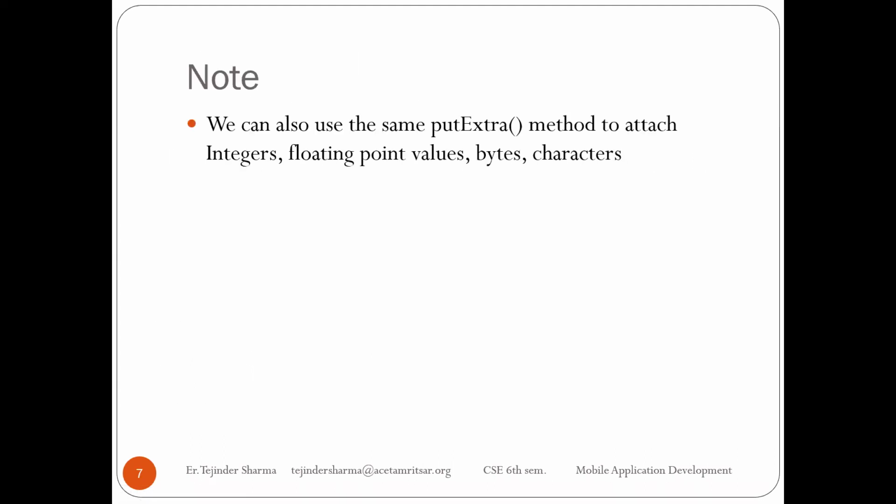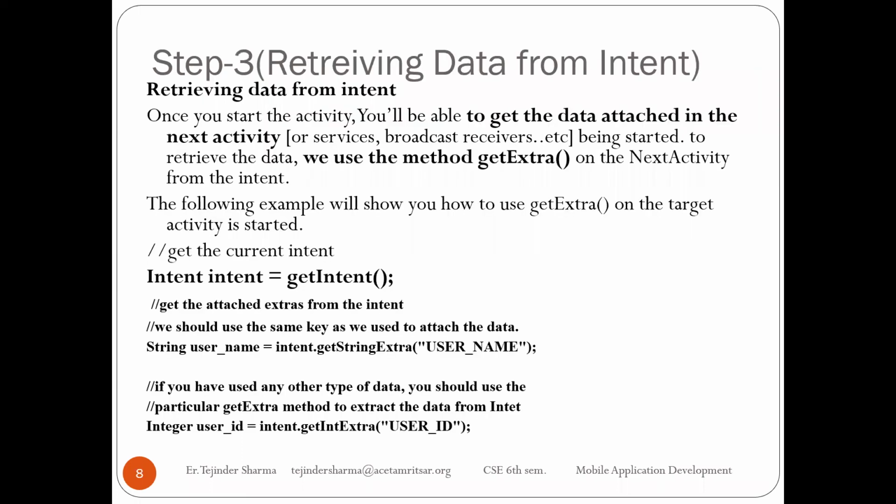We can use the same putExtra method to attach integers, floating point numbers, bytes and characters. We can use any data type along with the putExtra method. Then how do we retrieve the data from the intent? The data is being passed on to the second activity using the putExtra method. Now we have to retrieve it.